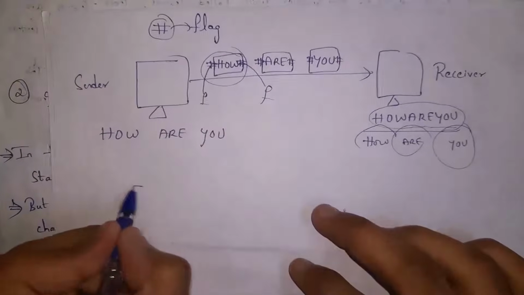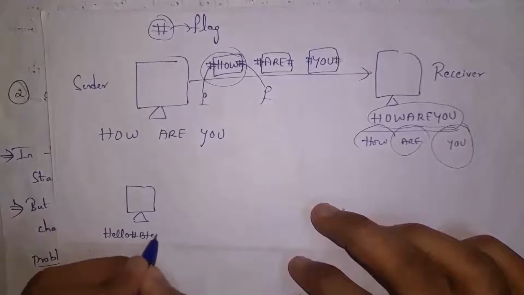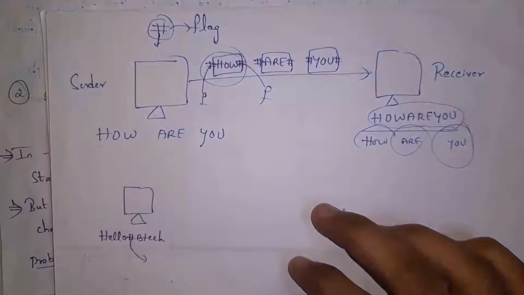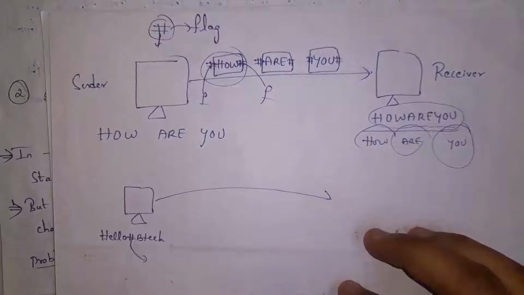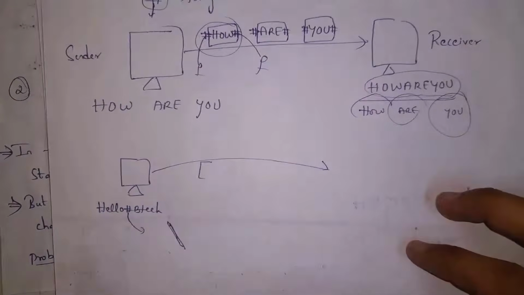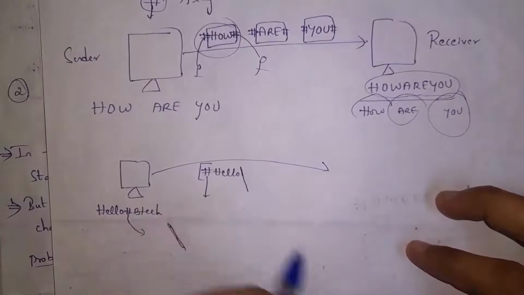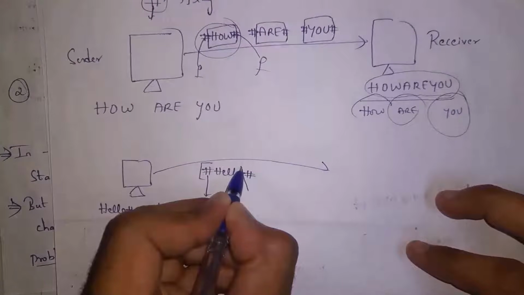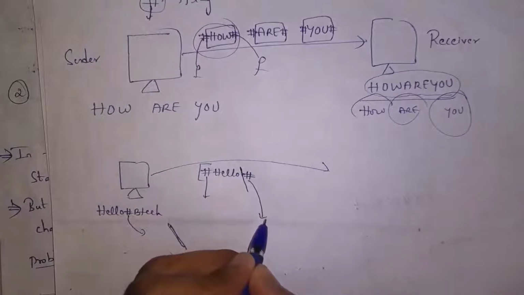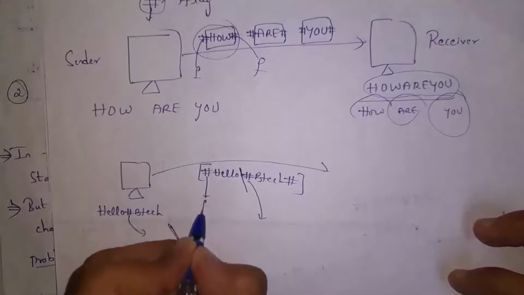Yes, for example, the sender wants to send the message hello hash btech. If you observe here, my flag is hash and the message also contains hash. So whenever the message contains the flag character, the character stuffing method will include a backslash symbol. Hash, which is the starting flag, then hello and backslash hash. Whenever the character stuffing method includes a backslash, the receiver will understand that this hash belongs to the message, not the flag, and next btech and hash, where this hash is a flag and this hash is a flag.